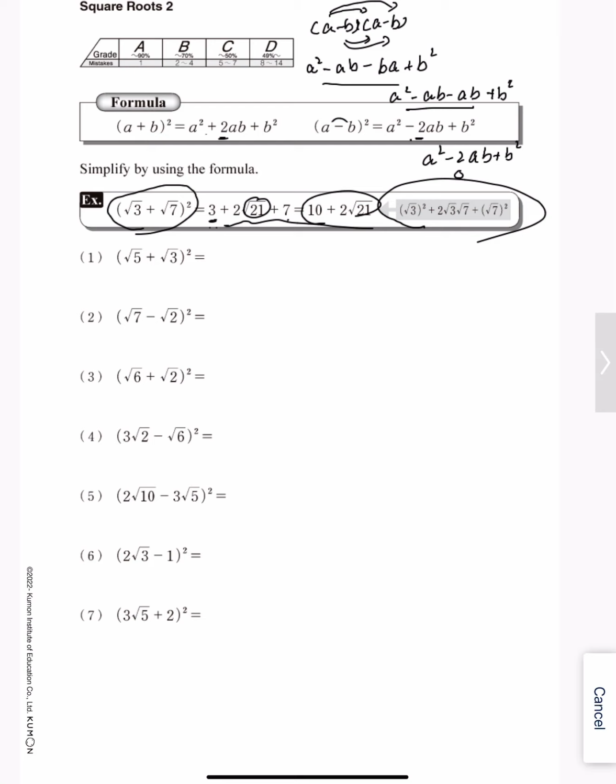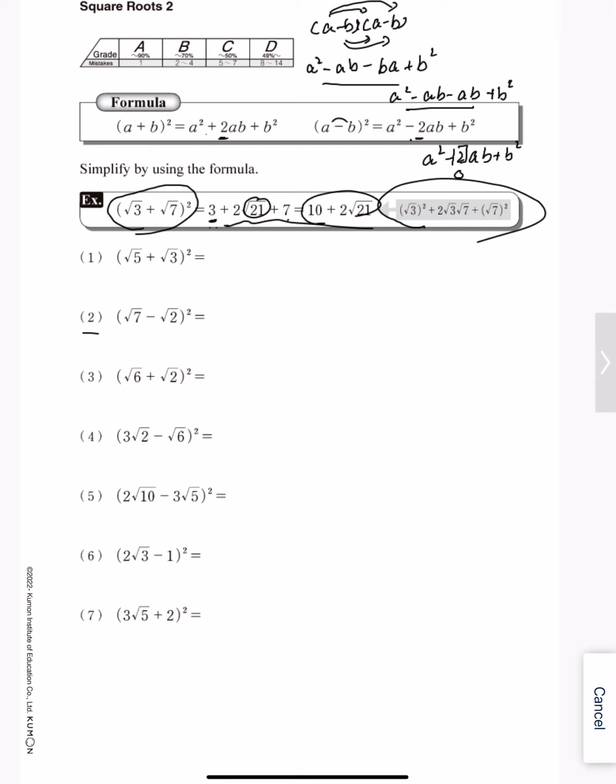A lot of students ask me, Tony, do we always have to include this 2 inside the formula? The answer is yes, because that 2 comes from the two similar terms that subtract each other or add to each other. Okay, let's now visit question number 2.